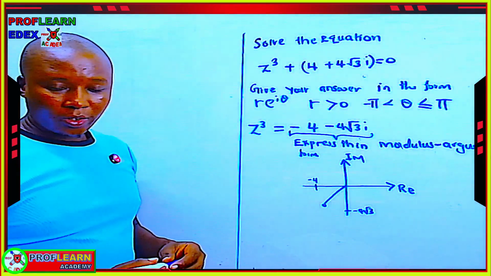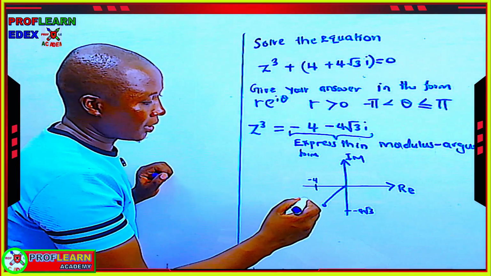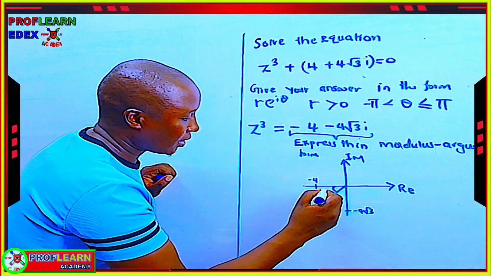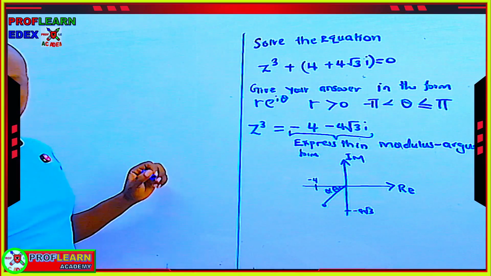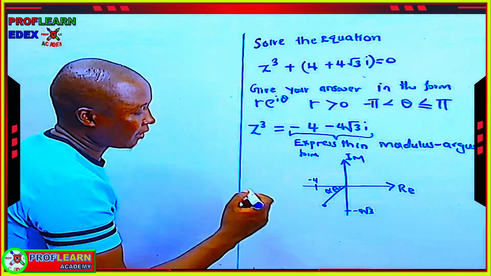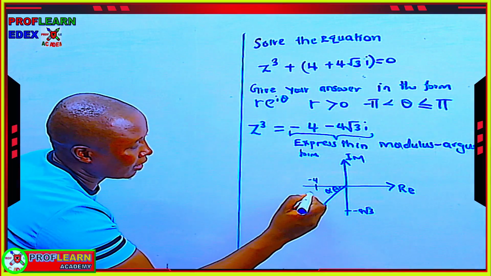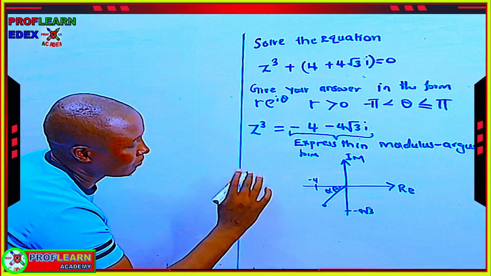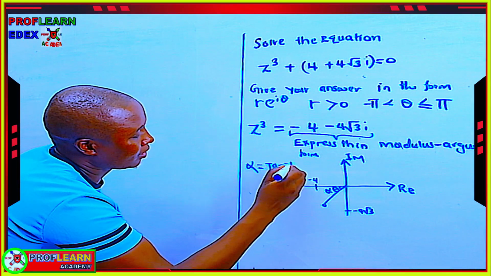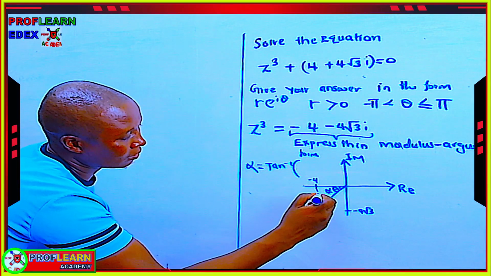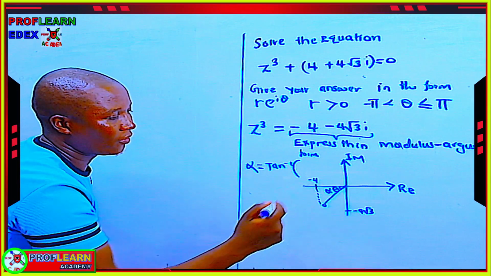So in order to find the argument for this complex number, first we need to know what this alpha angle is at this point. To find this alpha angle, we are going to say angle alpha is going to be the tan inverse of opposite over adjacent.